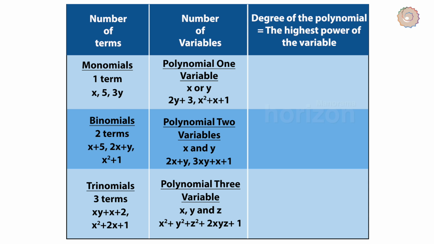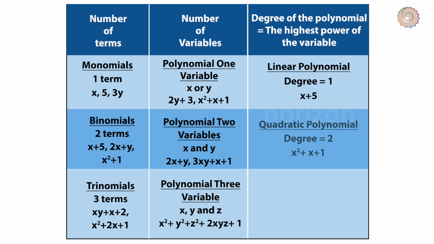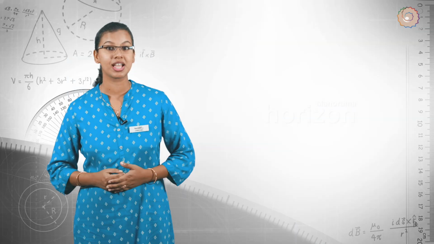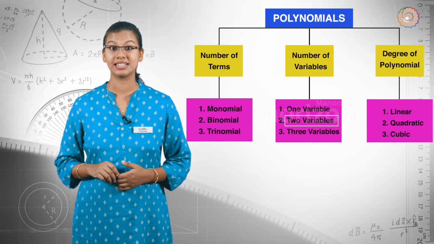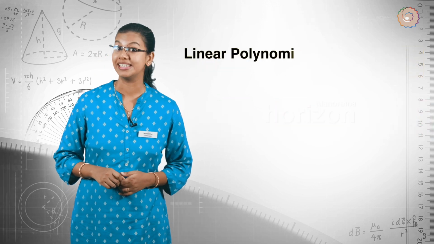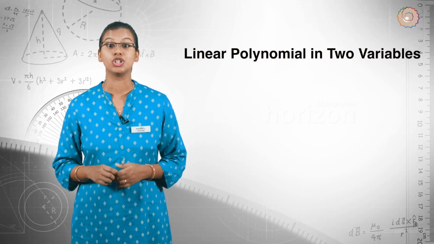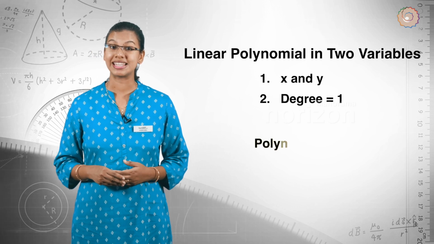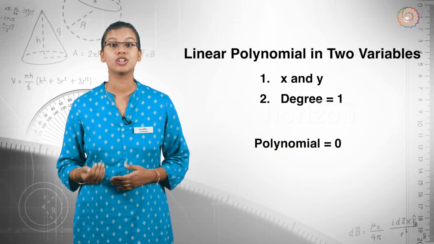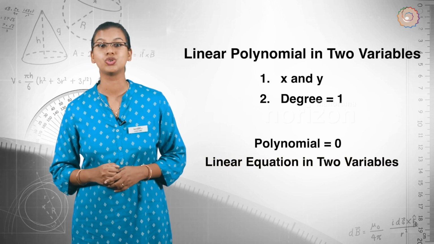Then, based on the degree of the polynomial, that is the highest power of the variable, they can be linear, quadratic and cubic polynomials, where linear means the degree is 1, quadratic means the degree is 2 and a cubic polynomial means the degree is 3. Now let's consider a polynomial which has two variables and is linear. We can call it a linear polynomial in two variables. The two variables can be x and y and the degree should be 1. If it's equated to 0, then we can call it a linear equation in two variables.